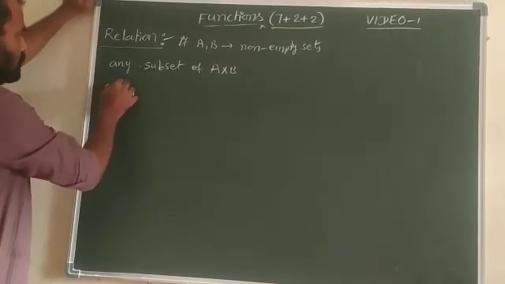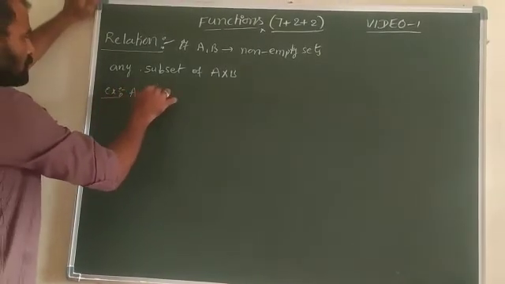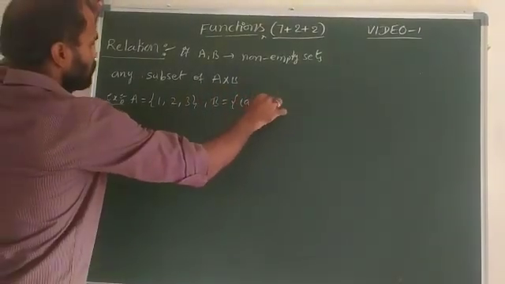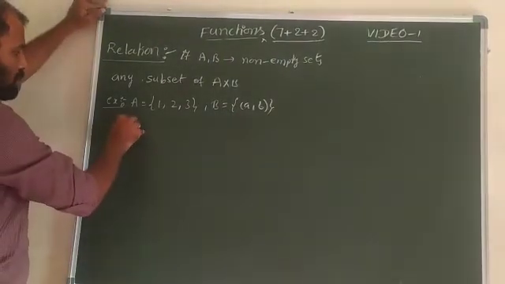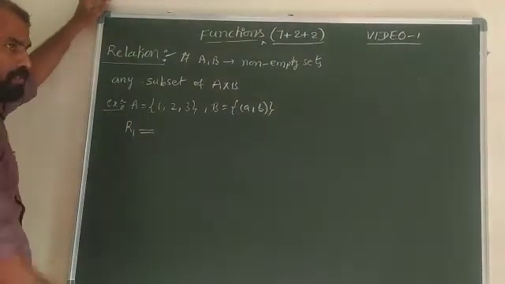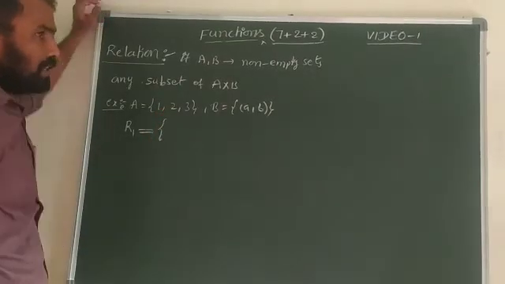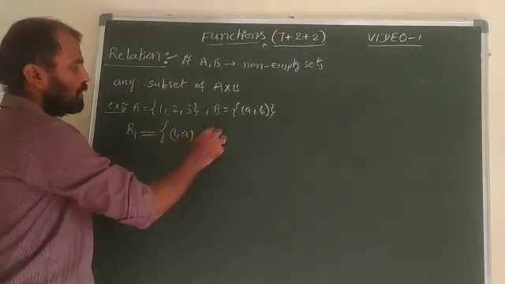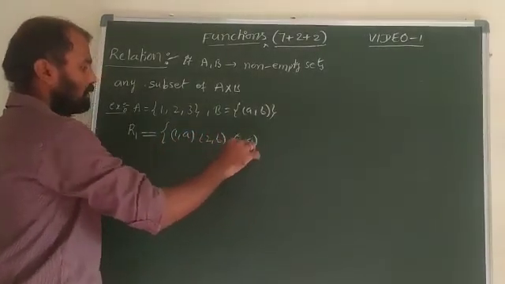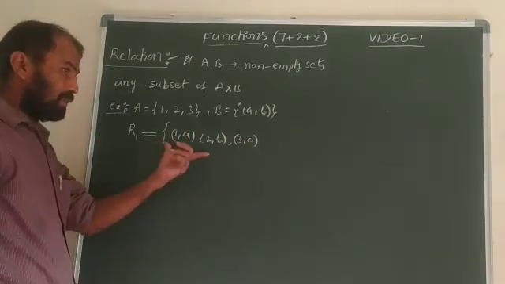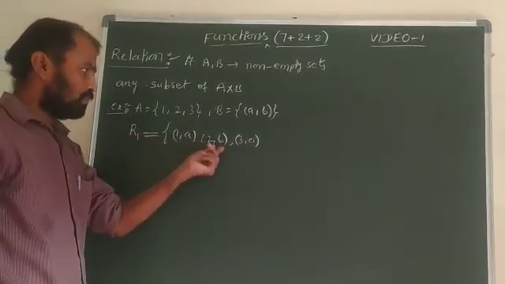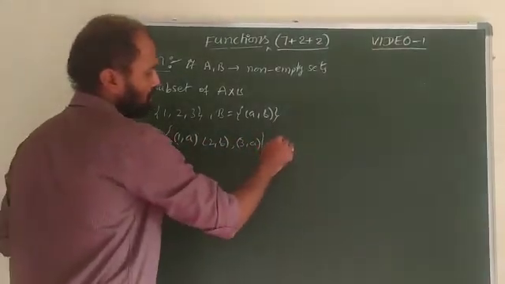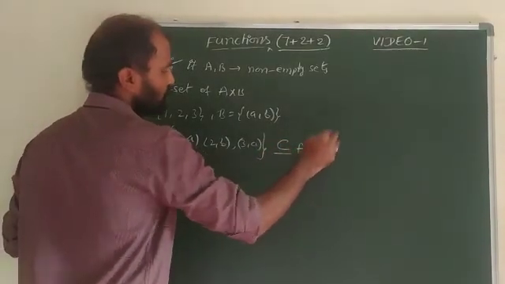Now see the example. In the previous example, A is equal to the elements 1, 2, 3 and B is equal to the elements a, b. Now what is a relation? That relation we consider as R1. R1 is a subset of the Cartesian product of A, B. Now 1a, 2b and 3a are elements in A cross B. The set of these elements is clearly a subset of A cross B.